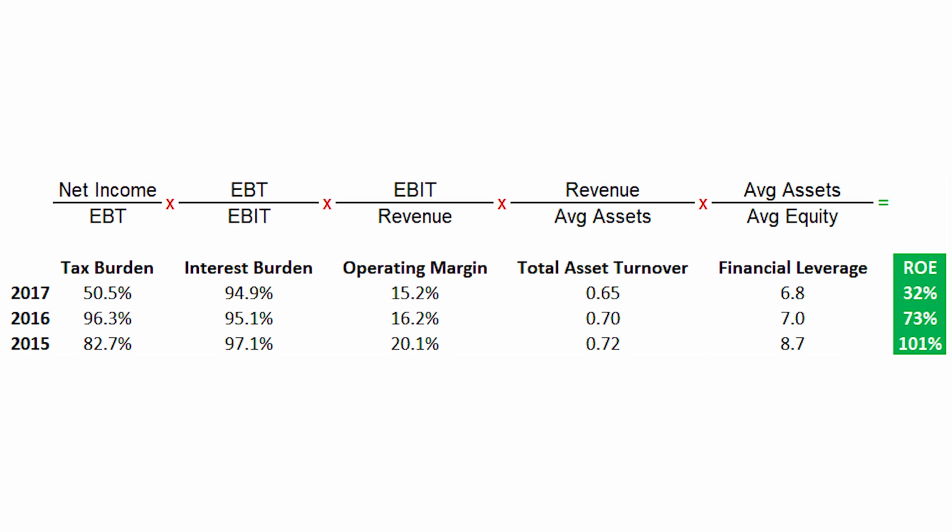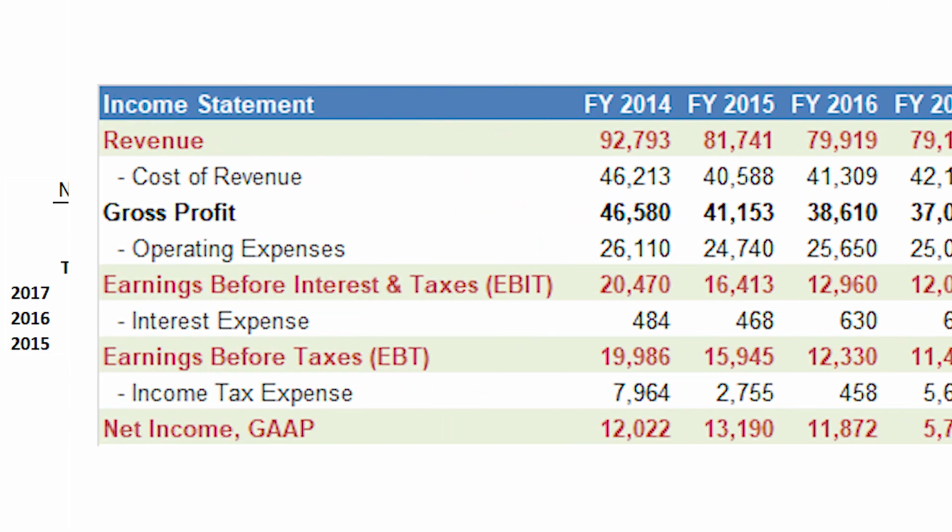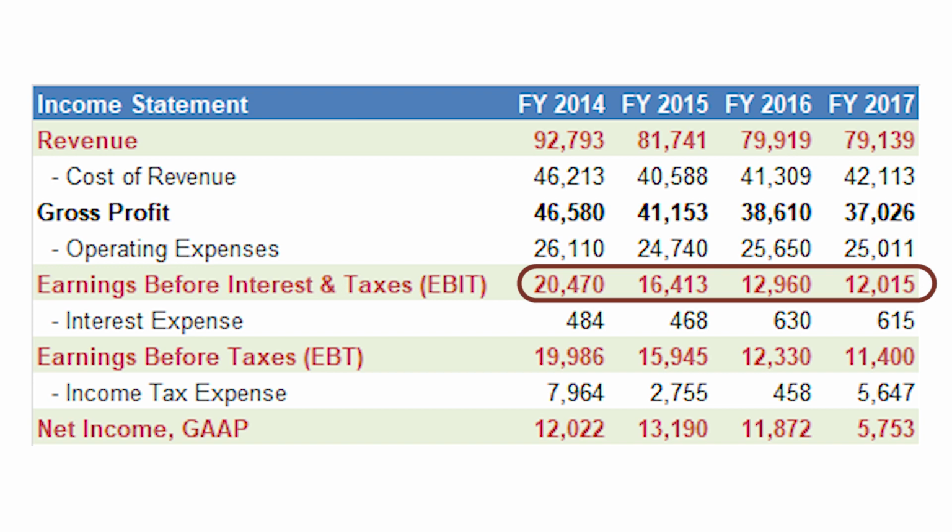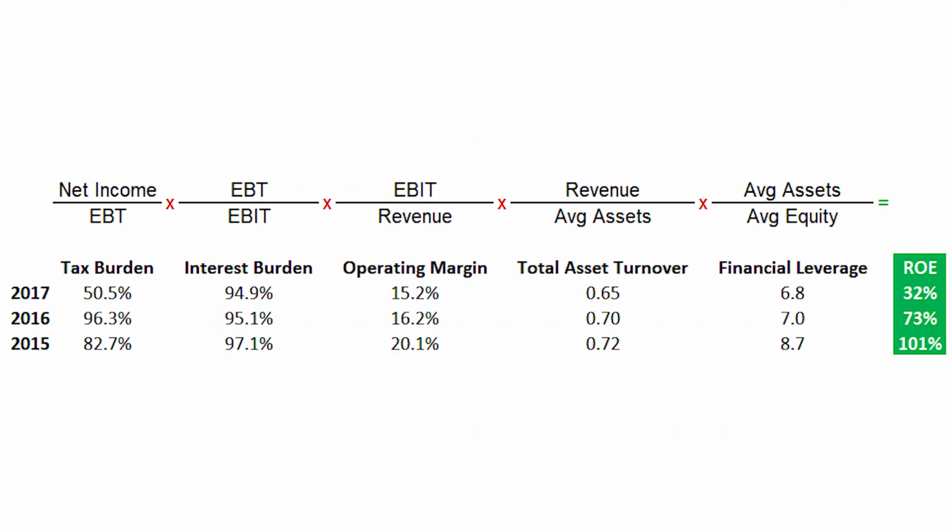Then interest burden got slightly worse each year. By the looks of it, it seems that EBIT was falling faster than interest expenses were falling. Then we have operating margin, and that got worse as well, suggesting a less efficient business. Now we can also see that asset turnover is falling, which tells us that $100 in assets, let's say in 2015, produced $72 in revenue. Now it's only producing $65 in revenue.